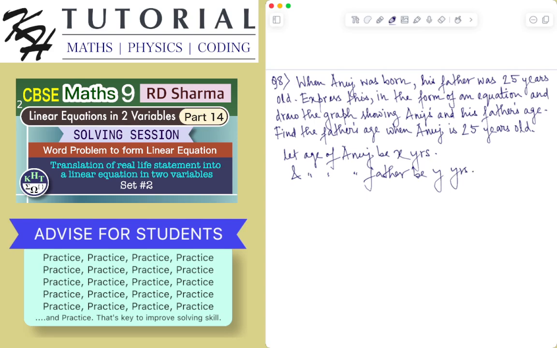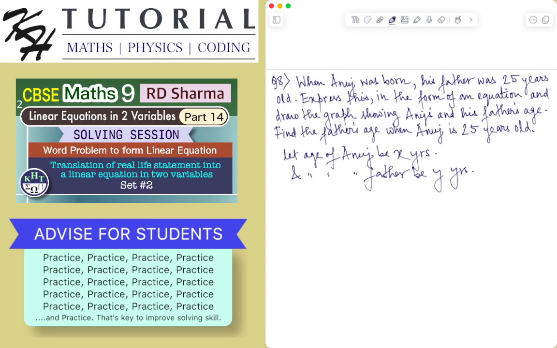Now, from the fact that when Anuj was born, his father was 25 years old, remember that the difference in age of Anuj and his father will always be the same, no matter at what time you consider. I mean, after 5 years, or even after 10 years, the difference between their ages will always be the same. So what is the difference? The difference between Anuj and his father will always be constant.